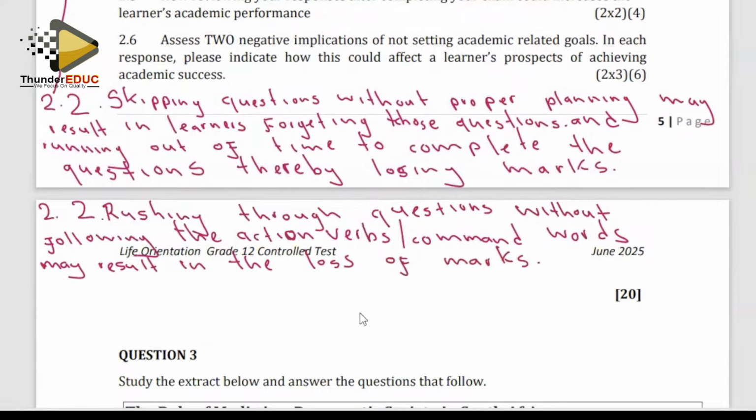Okay, let me clarify this one. So we are saying that rushing through questions without following the action verbs or command words may result in the loss of marks. For example, there are certain questions which require you to list. So listing is simply writing something down. Then there are some questions which require you to examine. So when you examine, you look closely at something. There are some questions which require you to assess or even to evaluate. So some learners simply rush through questions without even paying attention to the command words.